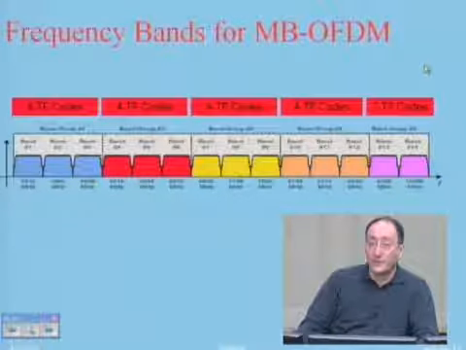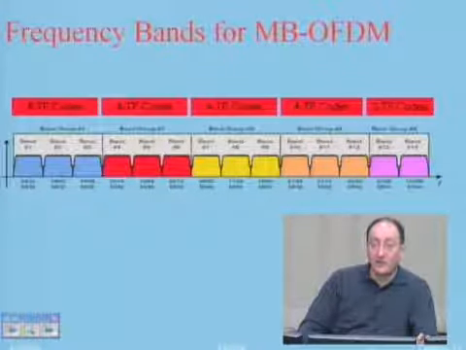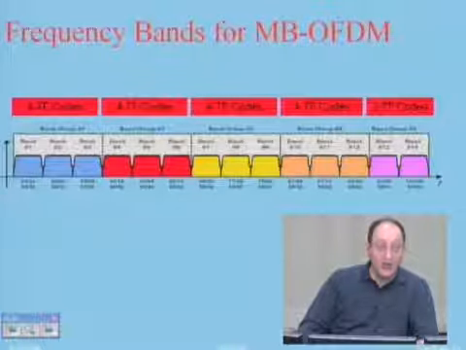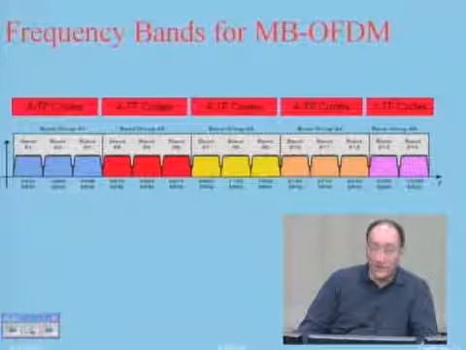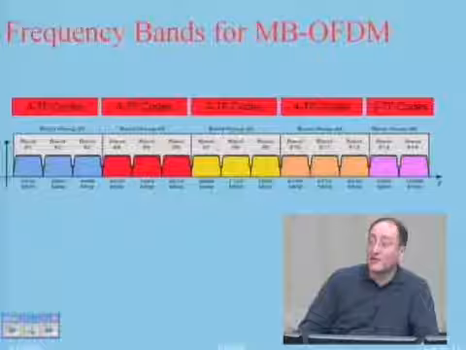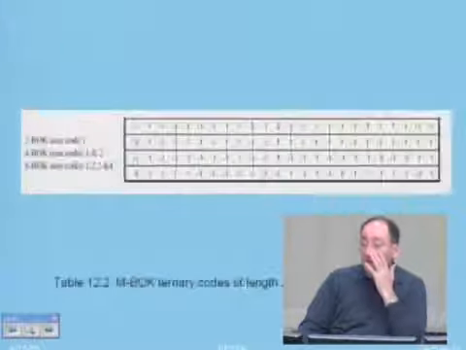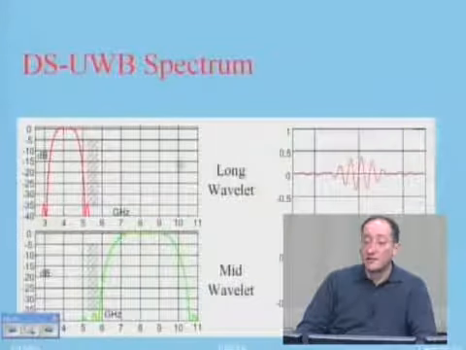Okay? So the pulses are OFDM. The channels are up to half a gigahertz. The other one, channels are 1 and, if you want, 2 and 4.